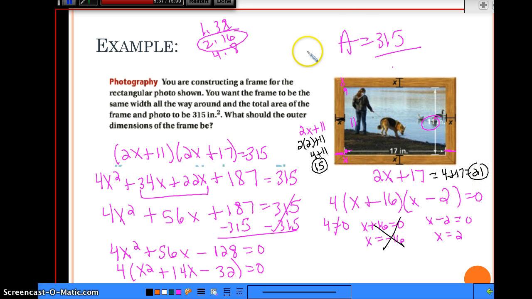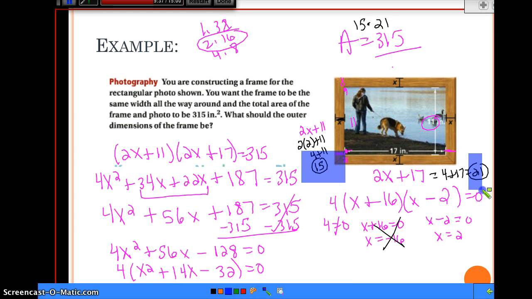Let's make sure that checks. Does 15 times 21 equal the area which they told us, which is 315? And it does. So that means, therefore, these 2 answers, which I just circled, are the correct answers in inches. Okay, and that takes care of it, and I'm almost done with time, so here we go.